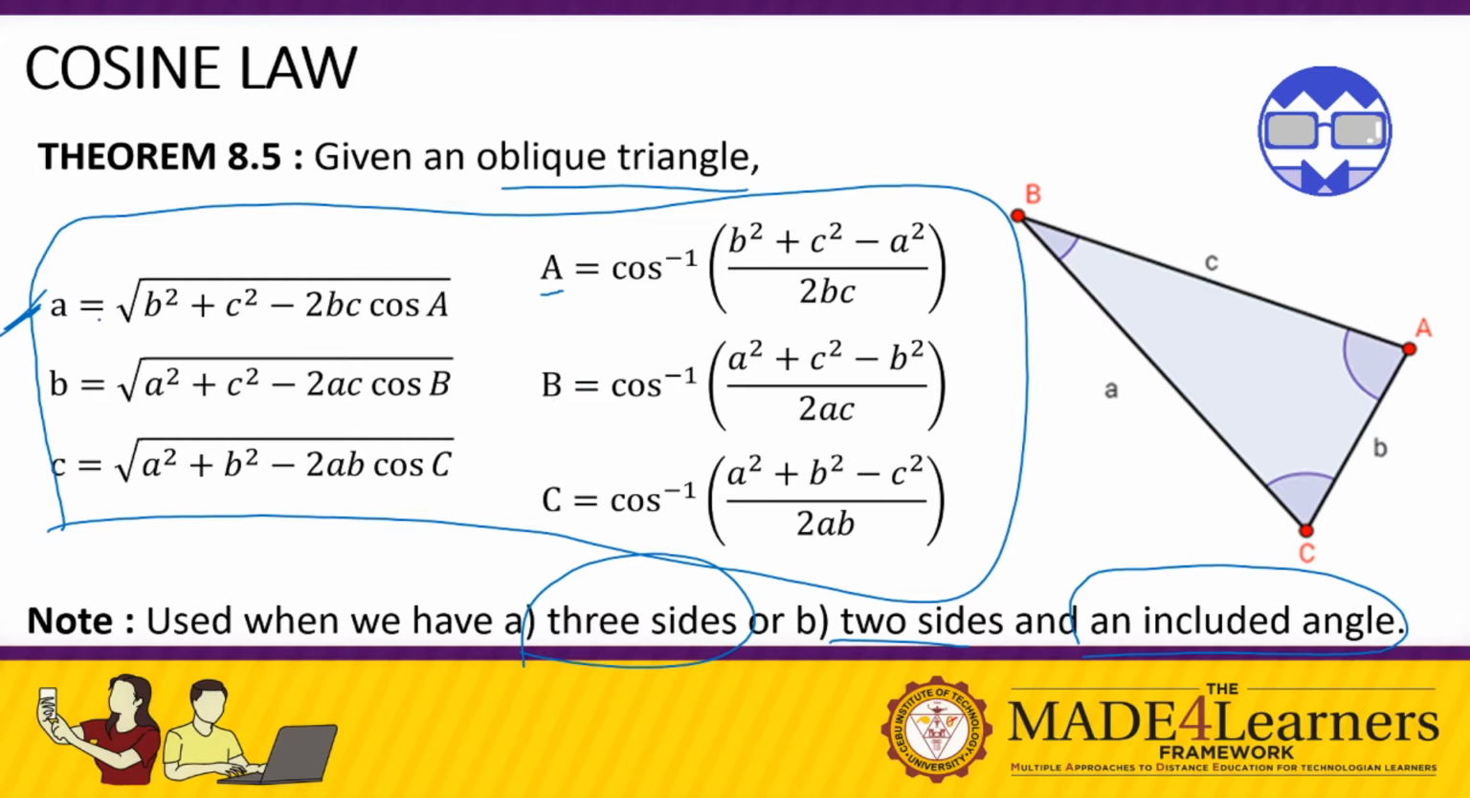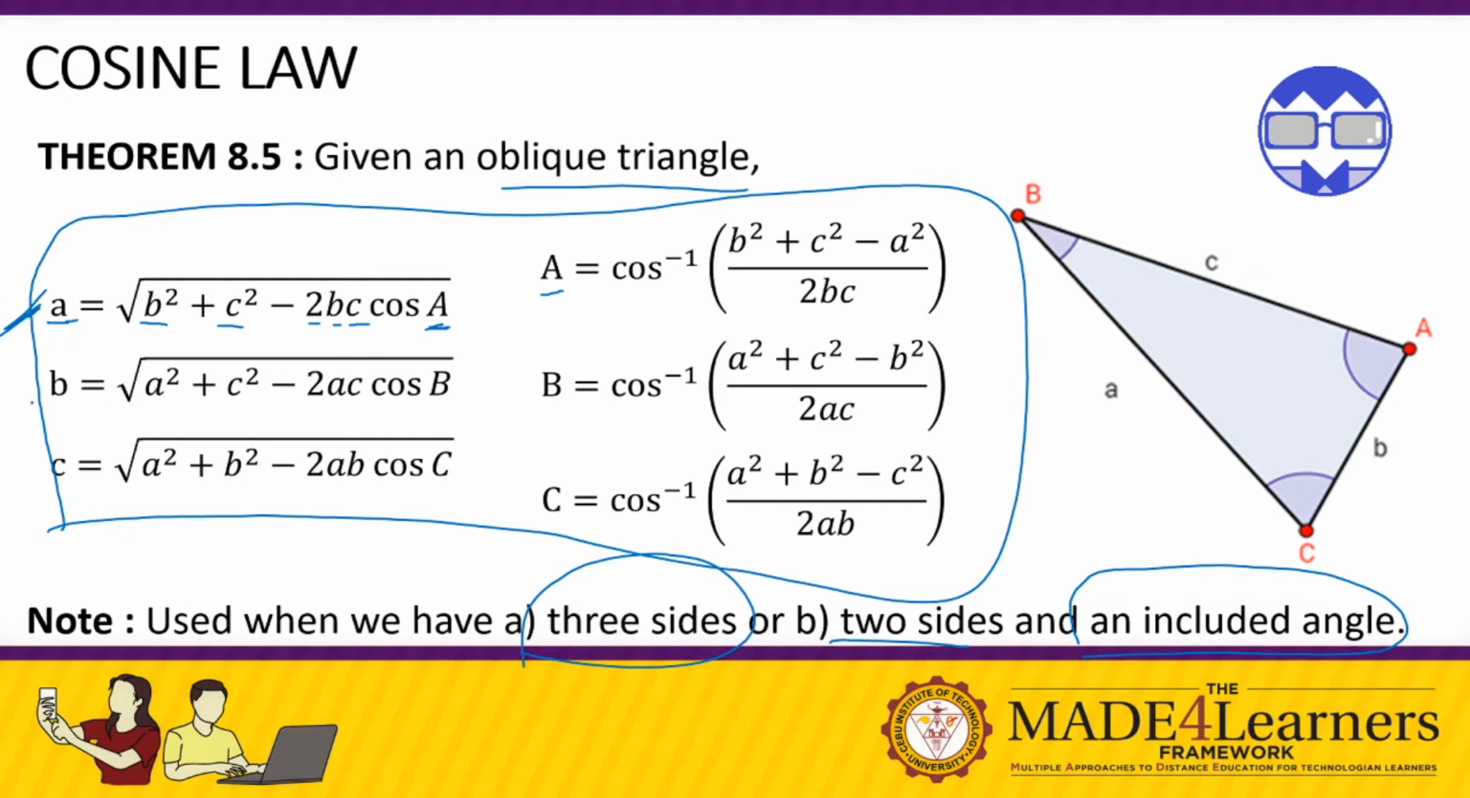So how? Take note that side A is always paired with the angle A. So cos A is found here. Then the rest of the letters, B and C. So we have B squared plus C squared minus twice of B and C, then we have cos A.